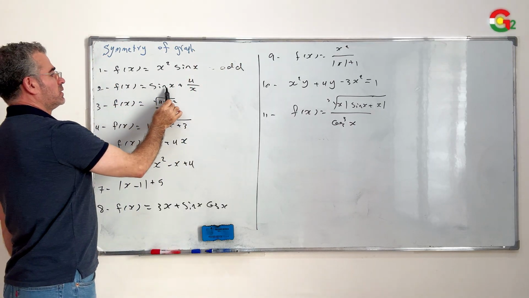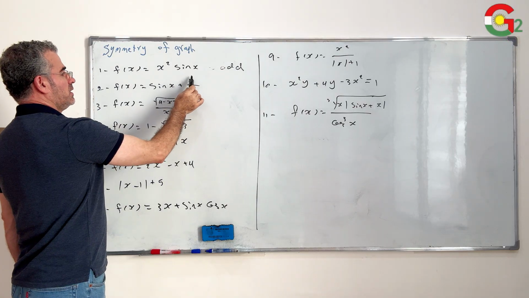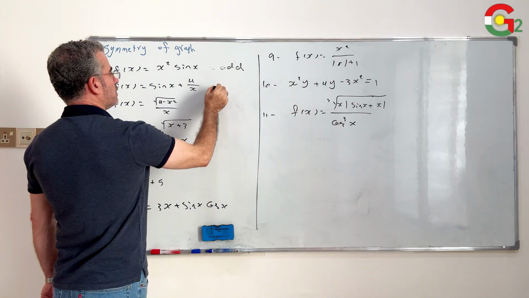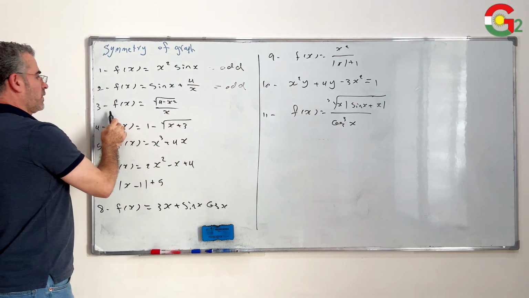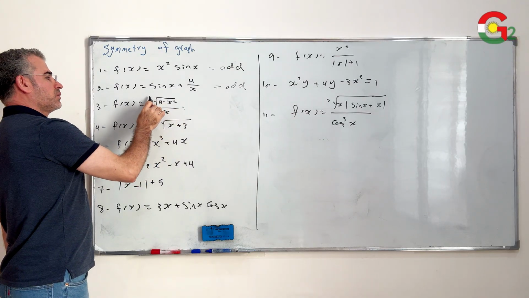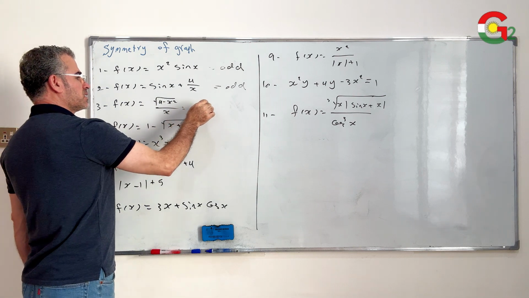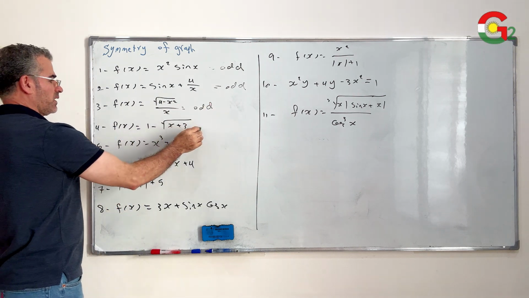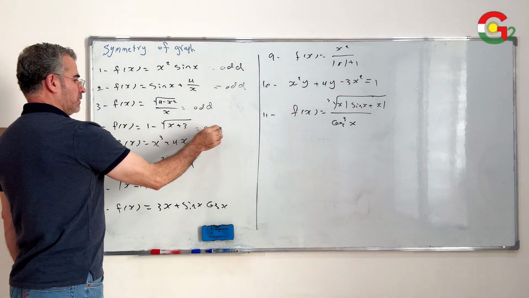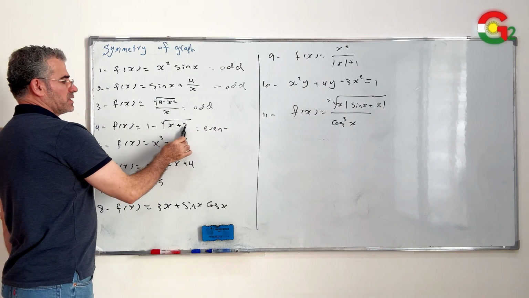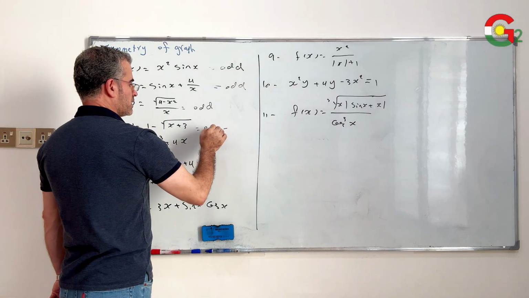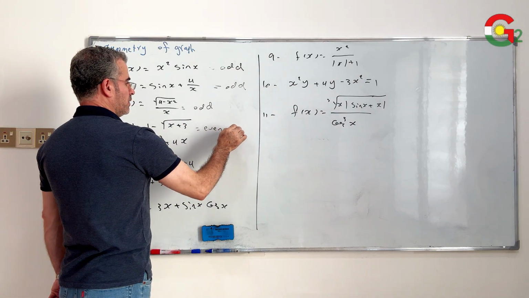Second function: odd plus even over odd plus odd, it's odd. For the third function: even minus even, square root of even, over odd, it's odd. For the fourth function: even minus odd plus even, neither, square root of neither, minus even, it's neither.